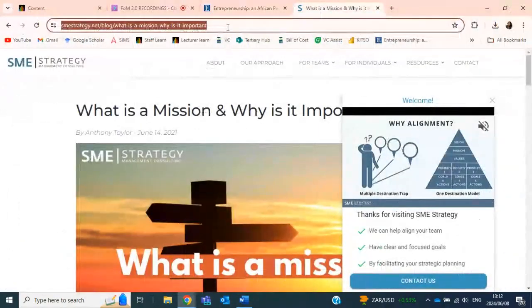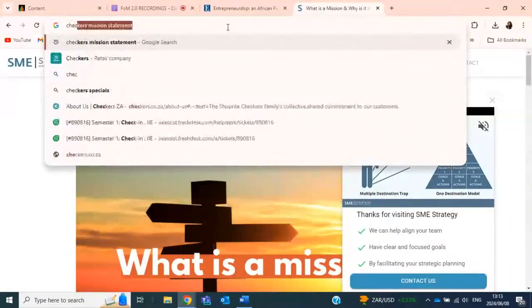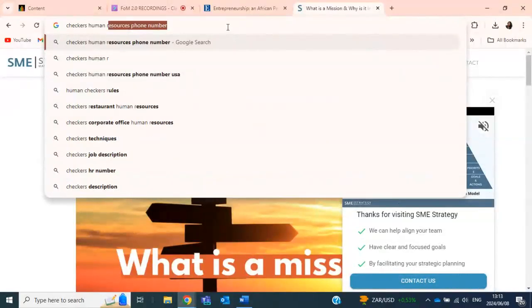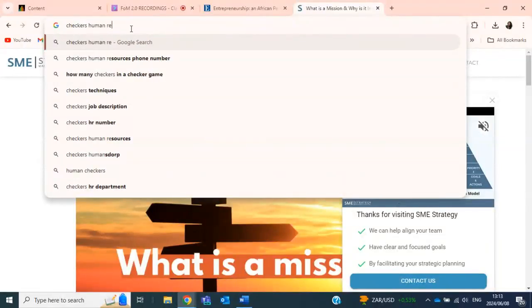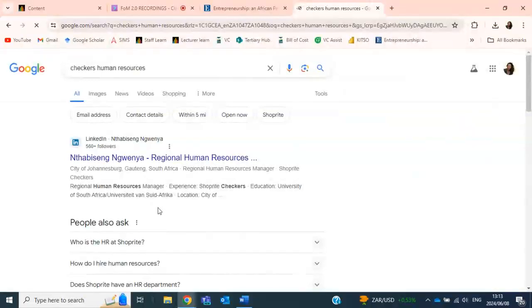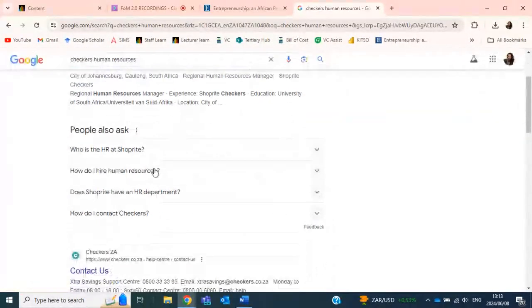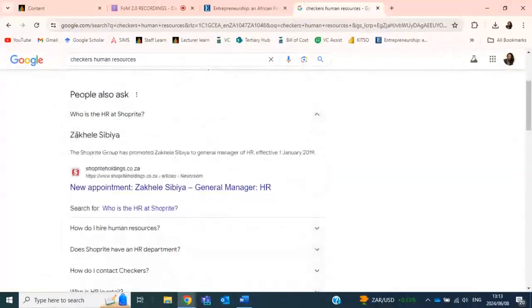Checkers human resources. Regional human resources. You see already we also have a LinkedIn. Who is HR at ShopRite? Zakele Sibia, right? You see? So for example, the general manager of HR.